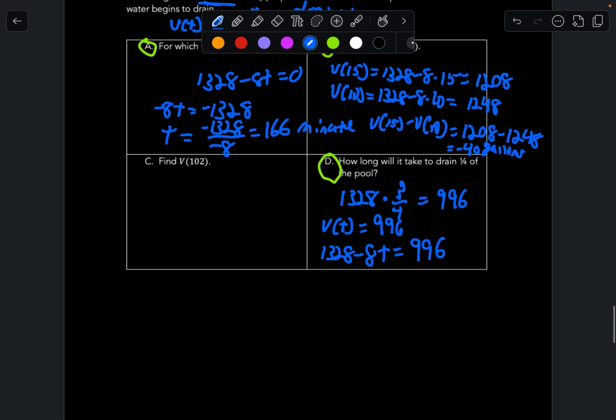Now we solve that. Subtract 1328. You get negative 8t equals negative 332. Divide by negative 8. That gives us 41.5. So t equals 41.5 minutes.